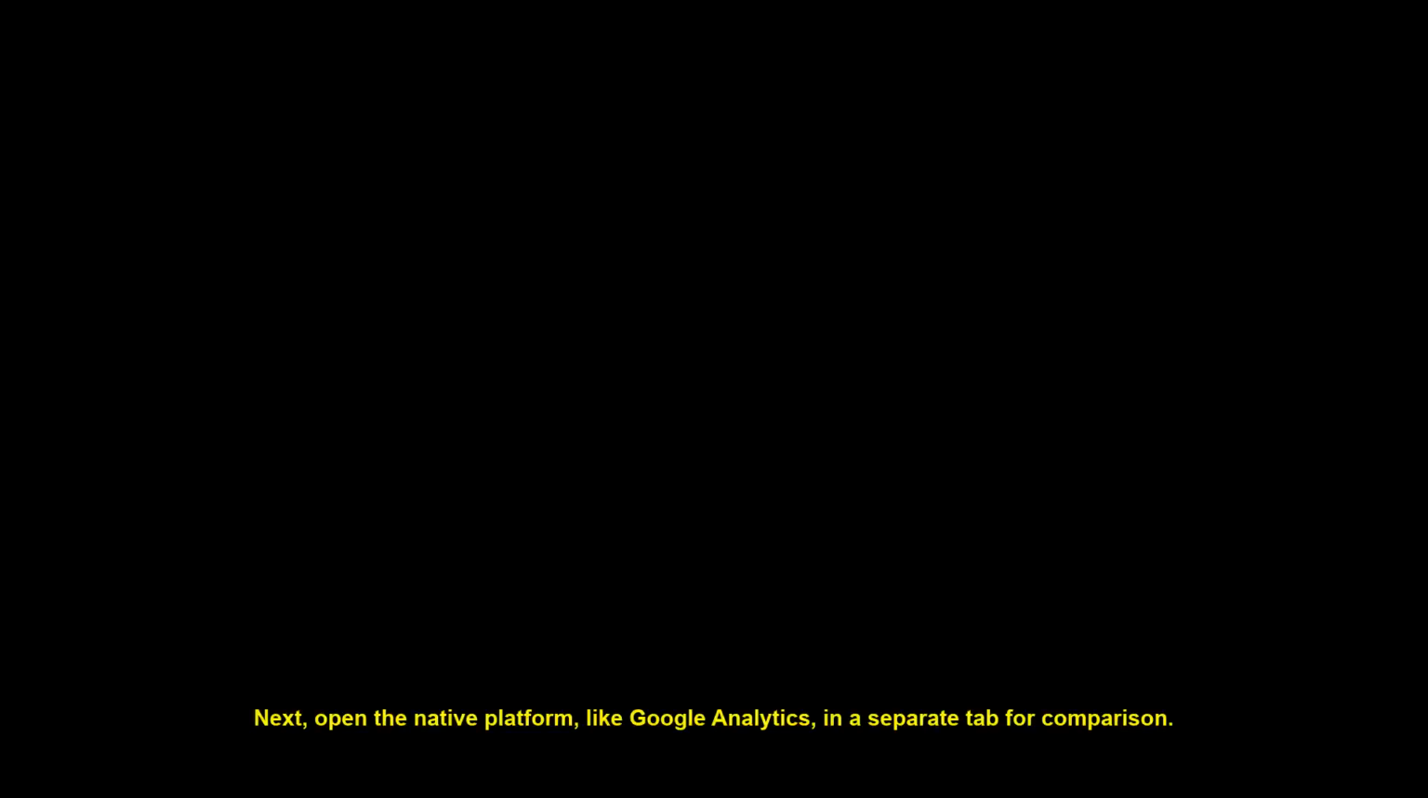Next, open the native platform, like Google Analytics, in a separate tab for comparison. Locate the same report in Google Analytics that corresponds to your Supermetrics report. Ensure you set the same date range in both Supermetrics and Google Analytics. Compare the key metrics side by side.